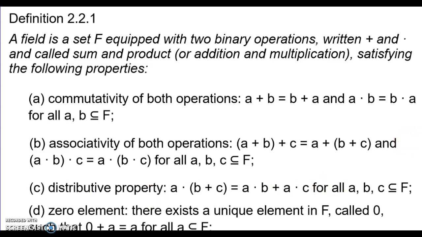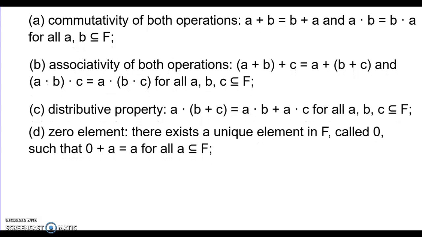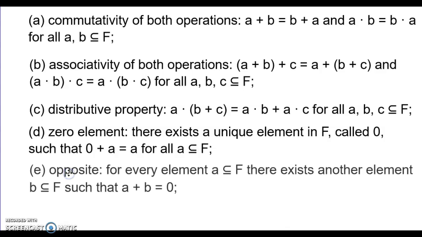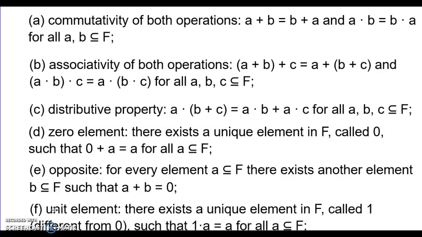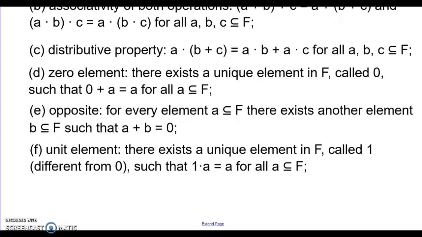Then there always exists a 0 element, called 0, and if you add that to any element, you will still get the same thing. Then an opposite: for every element, there exists an opposite, so that if you add them together, you get 0. There's also a unit element. So again, these are all the things that we need in a field. And so there exists that unique element, we're going to call it 1, and it's different from 0, such that when you multiply, it does not change your solution.